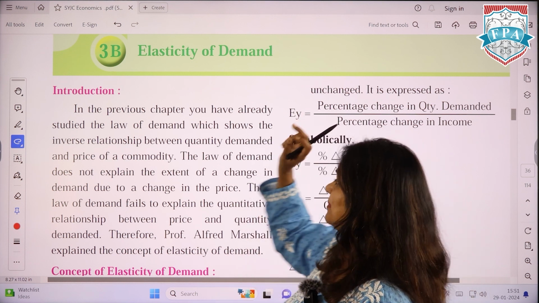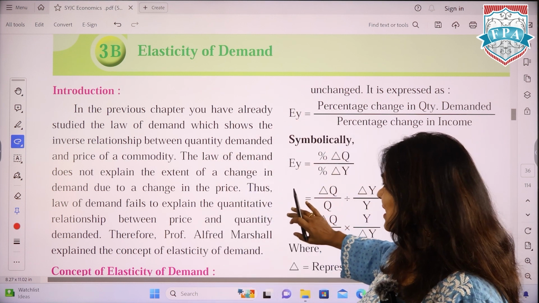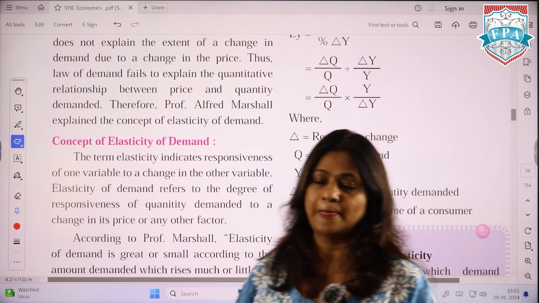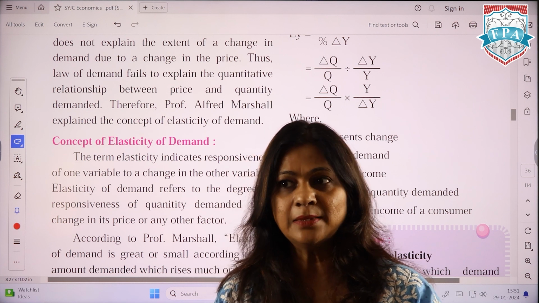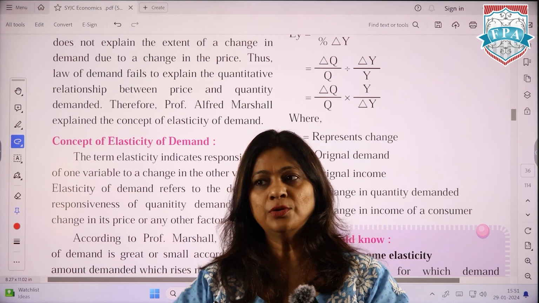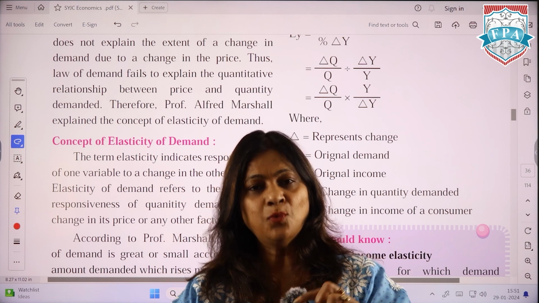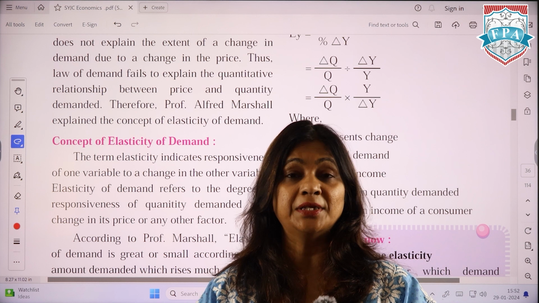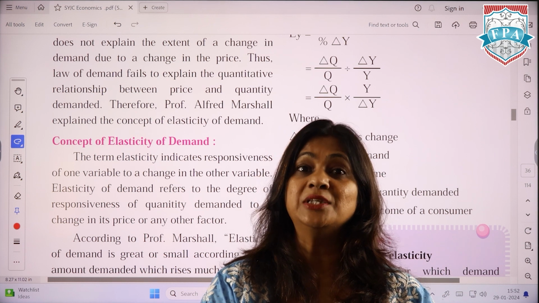Now, what do you mean by the word elasticity? Elasticity word का simple सा मतलब होता है responsiveness. Responsiveness का मतलब, for example, अगर price change हुआ, तो in what proportion the demand for the product or the quantity demanded for that product will change.